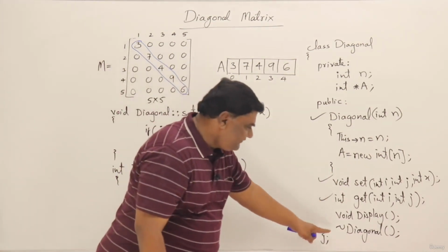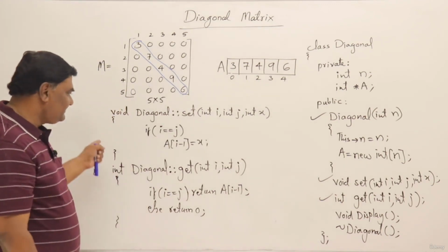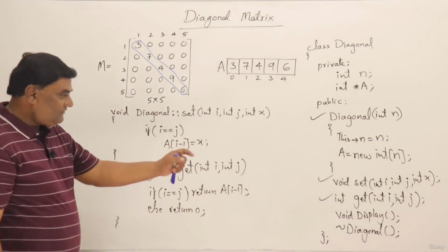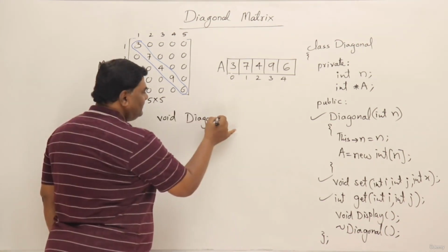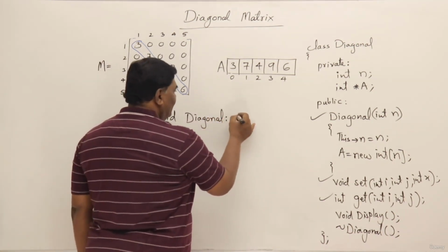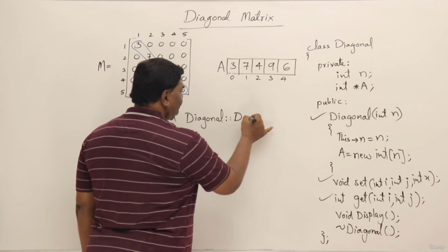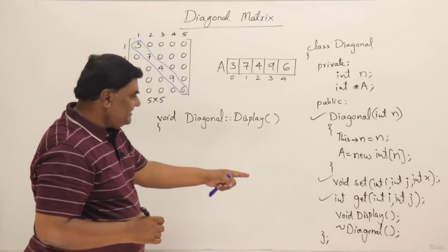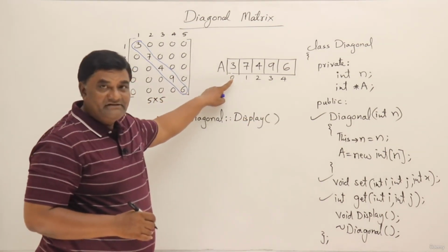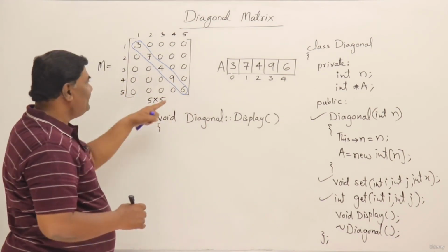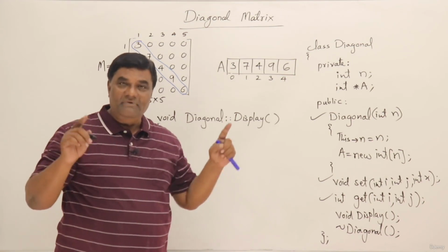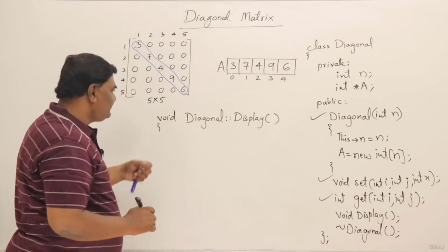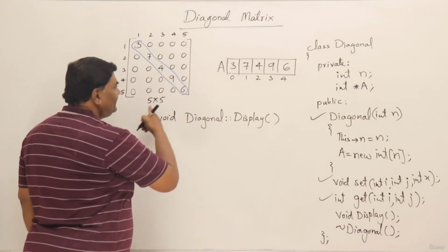Now I will write down these two functions. There is no space, so I will remove this and write down those two functions. Now the display function, class name and function name display. Display means actually we have these elements, but we should display it like a two-dimensional array along with its zeros, so that it looks like a matrix. So let us display a two-dimensional matrix.